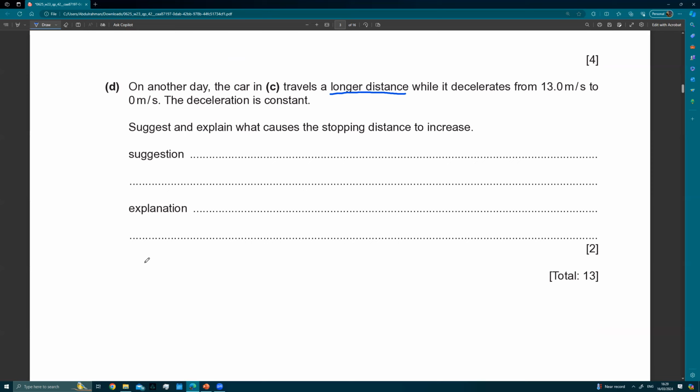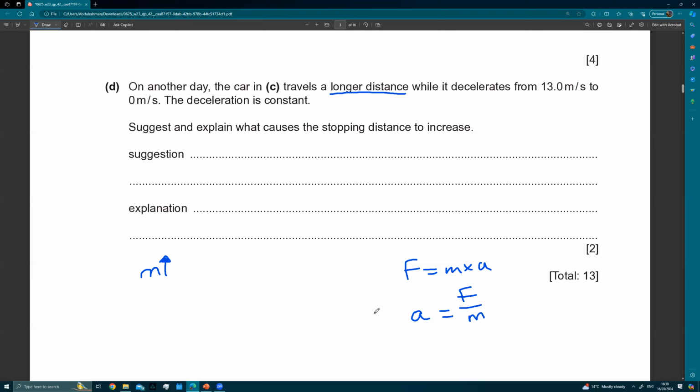So if you have a larger mass of a car, then if you use the equation F equals ma, and we rearrange to make acceleration the subject, we know that acceleration is equal to the force acting on the car, which will be the force by the brakes, the frictional force, divided by the mass.